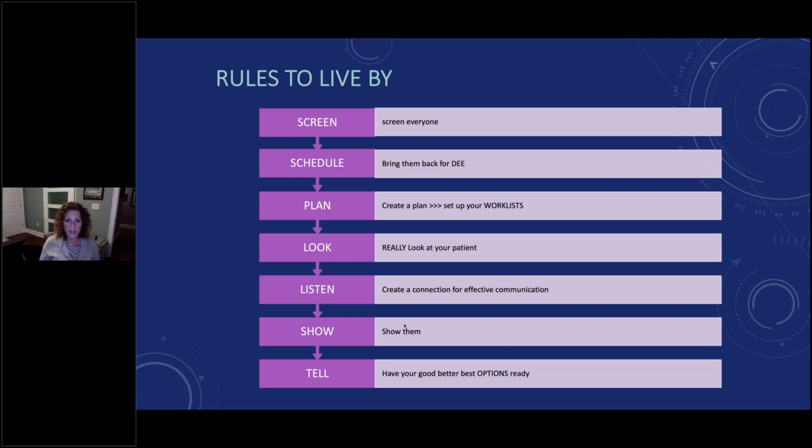Look at your patient. How is the best way to communicate with them? What else do they have going on? Are they depressed? Are they anxious? Are they not sleeping at night? What else is happening? Listen to them so that you can communicate best with them. Show them what you see with your 5M, and then tell them their options. Have those good, better, best options ready, and you guys decide together.